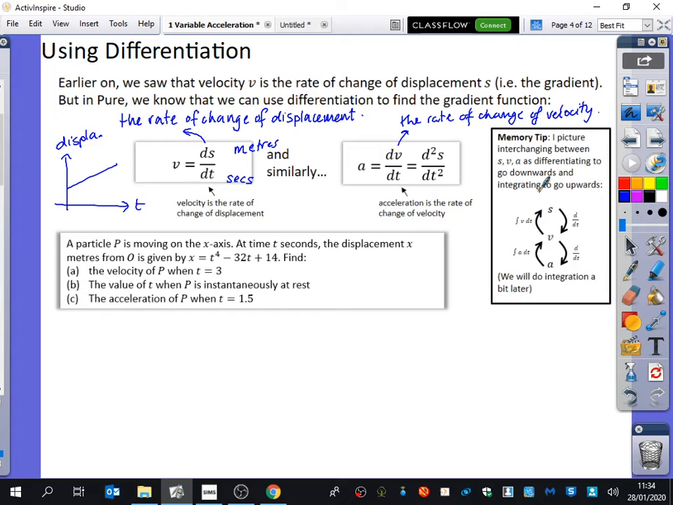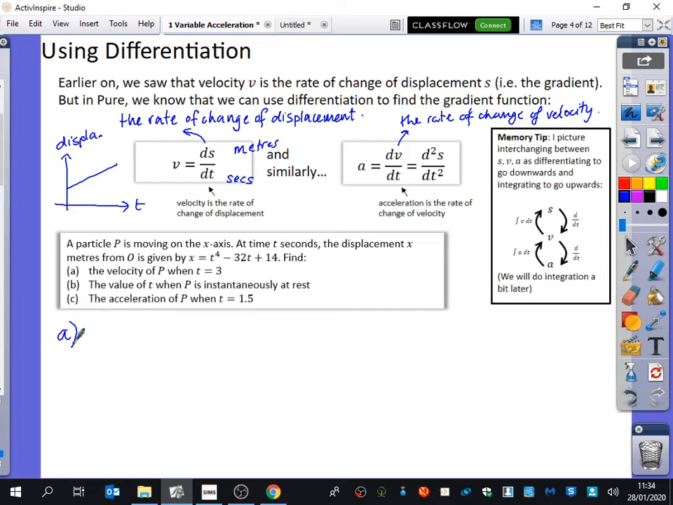So this one says a particle P is moving on the x-axis. This will hopefully make more sense when we look at an example. At time t seconds, the displacement x meters from O is given by x equals t to the power of 4 minus 32t plus 14. It wants us to find the velocity of P when t equals 3. Well, if I just substituted in t equals 3, what would it be showing me or telling me?